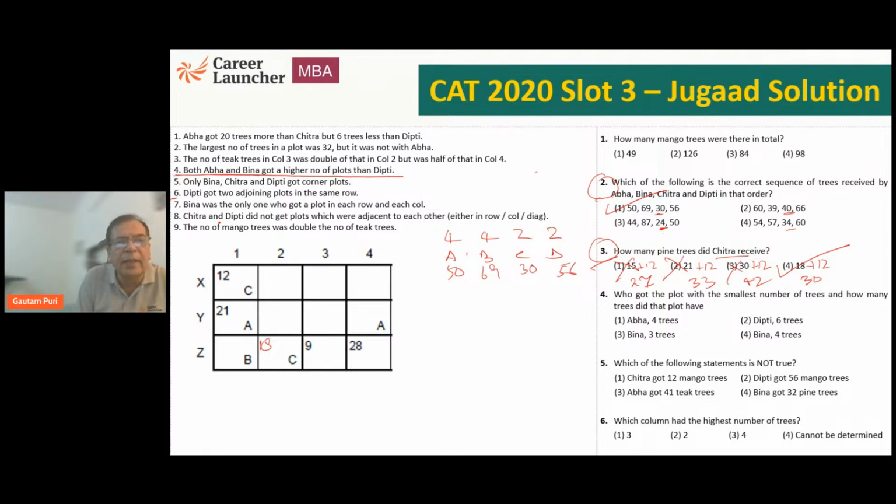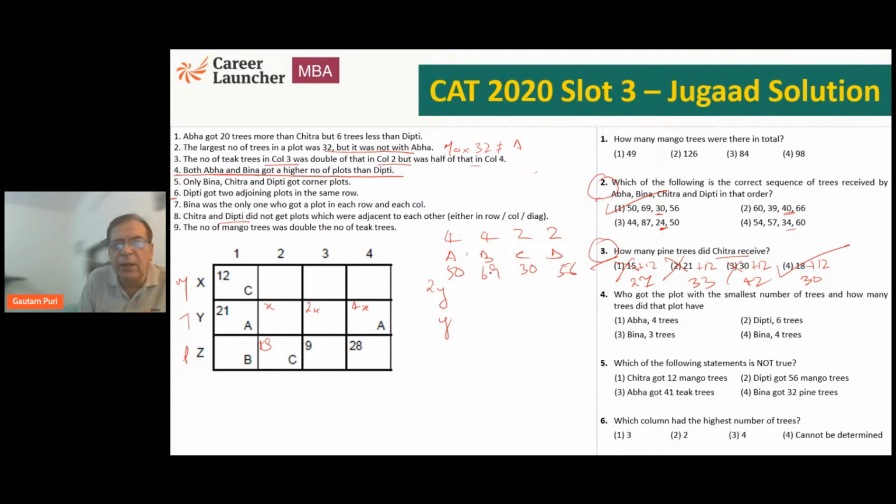Then when you look at Chitra and Deepti, you did not get the plot. Okay, sorry. Maximum number of trees is 32. Not equal to Abha. Number of trees in column 3 is double of column 2. So X, 2X, okay, X, 2X, 4X. And if this is 2Y, this is Y. Because this is mango, teak, and pine.